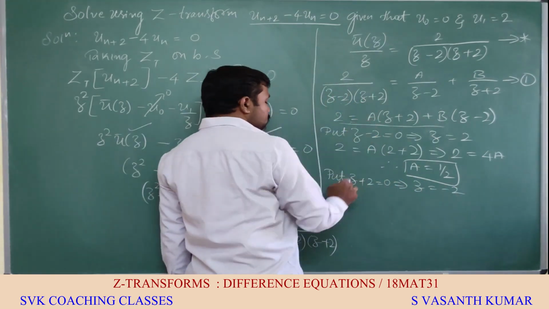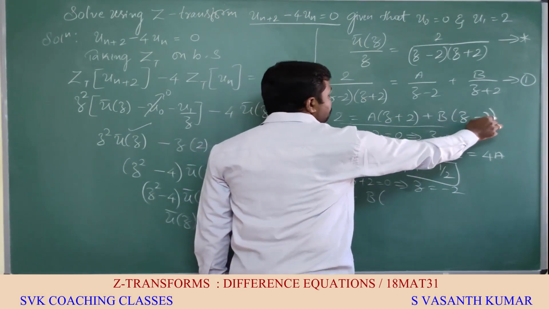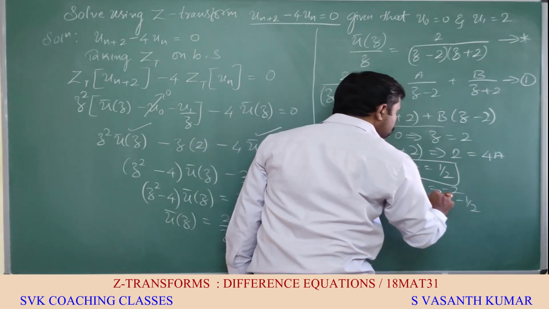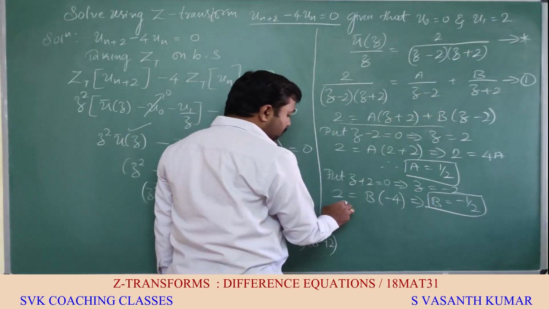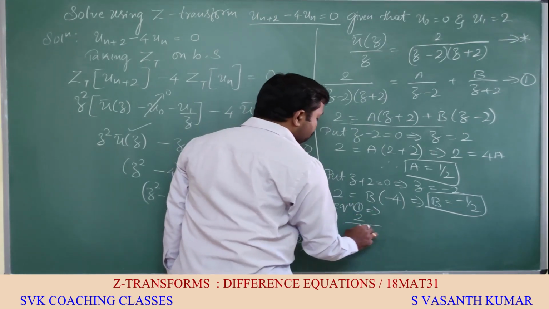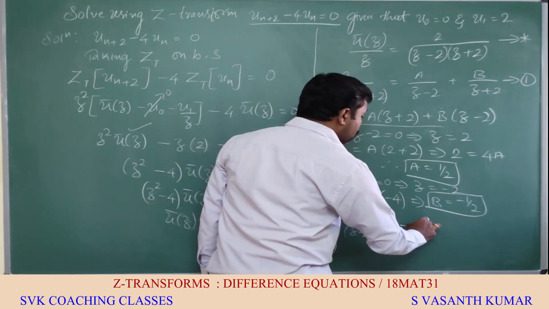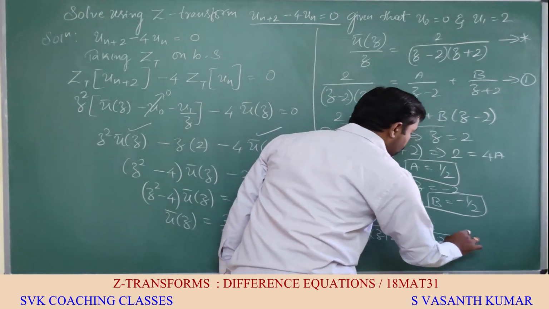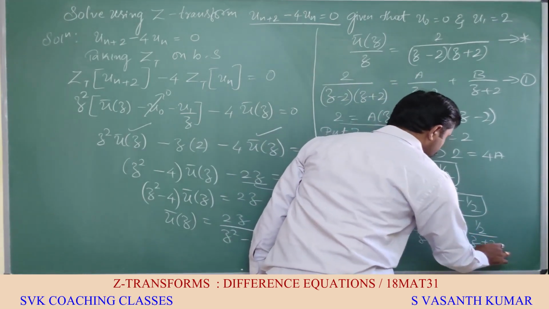So in the above equation, 2 equal to, this value is 0. So b into minus 2 is minus 4, which implies b equal to minus 1 by 2. Now substituting the values of a and b in equation 1, we get 2 by (z minus 2)(z plus 2), which is equal to a value is 1 by 2 divided by z minus 2 plus minus 1 by 2 times of z plus 2.